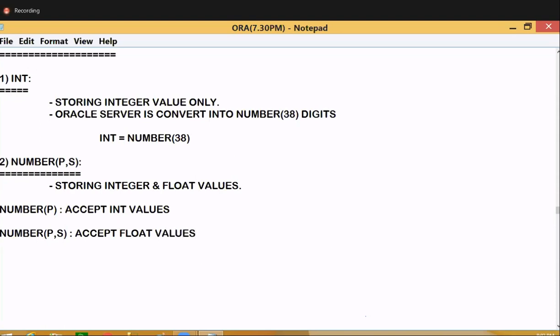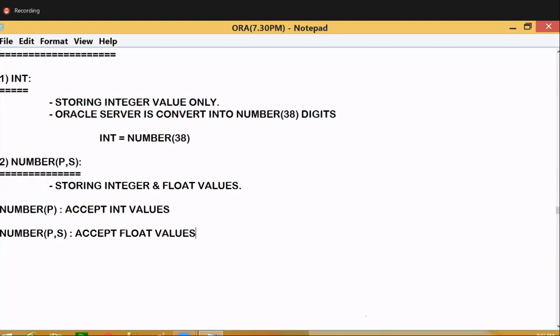Float values are stored. So that means integer and float, two types of data I can store under the number data type. Integer is stored when we mention the number data type with the precision value, or P value. Suppose you want to store a float value, then you also mention S, which means scale. So S can also be mentioned.